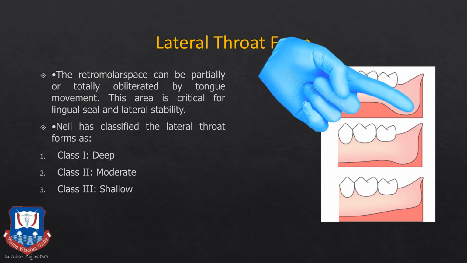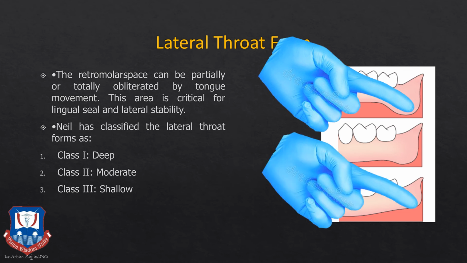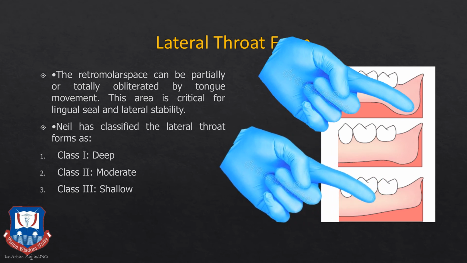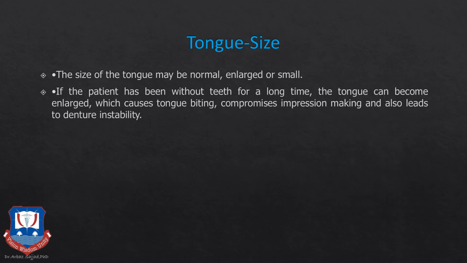So in class 1, when the operator places his index finger into the lateral throat form and asks the patient to protrude his tongue forward or to lick the upper lip, his finger is not pushed outside. Whereas in class 3, the shallow lateral throat form, the operator's finger is completely or partially pushed out of the lateral throat form due to the obliteration of the lateral throat area. So this needs to be kept in mind.